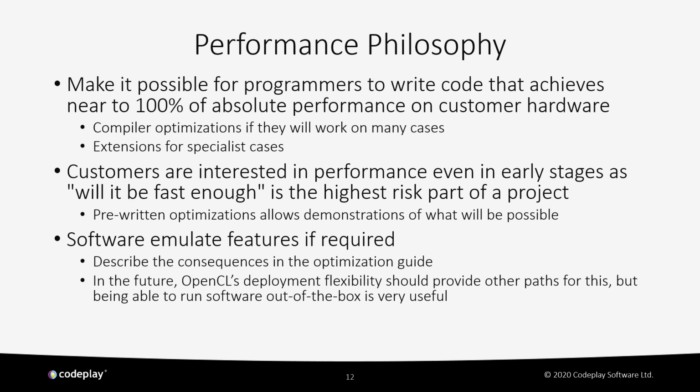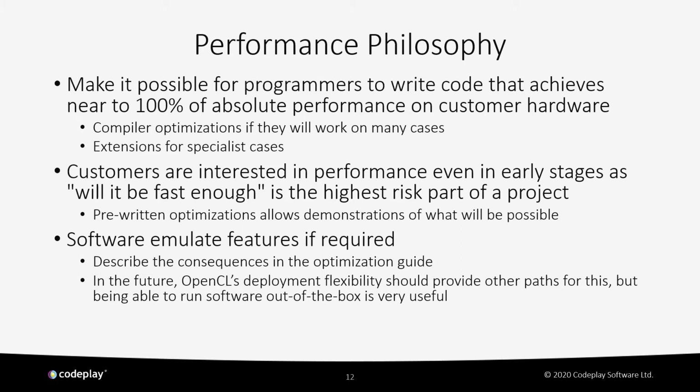In reality, the only reason to be using a low-level API such as OpenCL or Vulkan is because you want to be able to extract the performance that heterogeneous hardware can deliver. So what philosophy do we follow to enable that? Our key goal is to make it possible for programmers to write code that achieves near to 100% of the absolute performance on customer hardware.